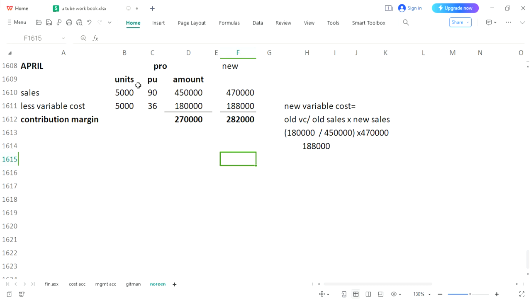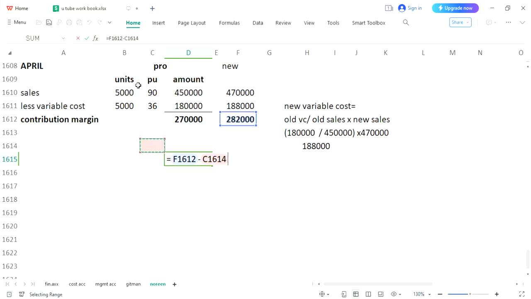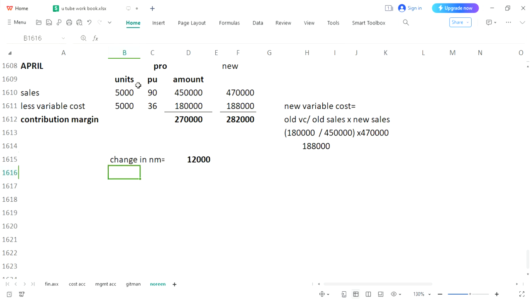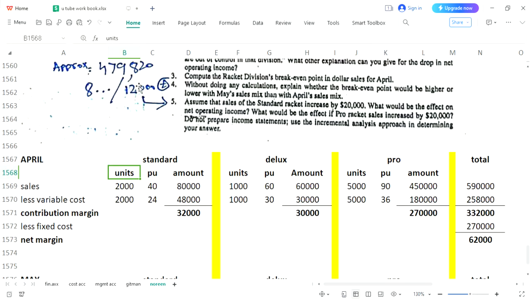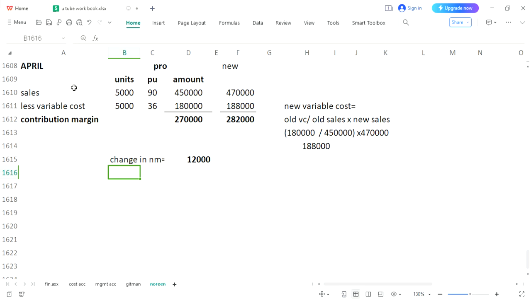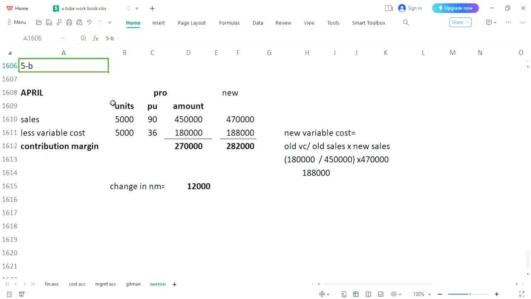How much difference has been created? To calculate the difference, this is your new contribution margin, subtract old contribution margin, and it is 12,000. This is called change in net margin, equal to 12,000. Let's check out the answer. Here you can see 8,000 was the first answer, 12,000 for 5b, and we have calculated 5b. Answer is 12,000. So all answers are matched.